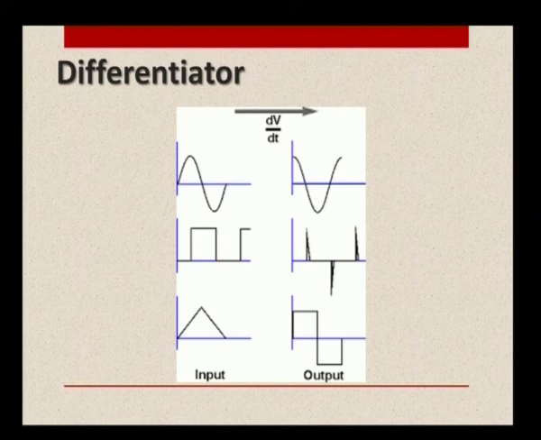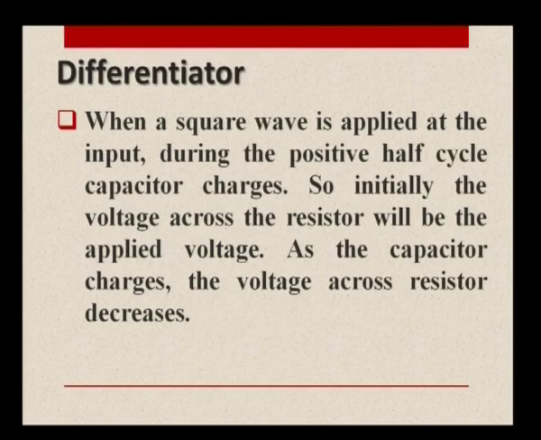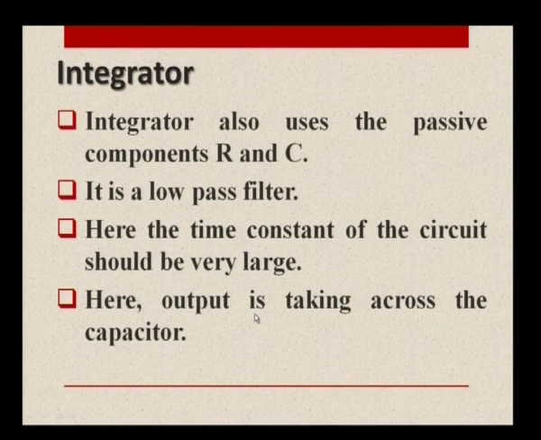Now, we can generate square wave also using a differentiator, provided we give a triangular wave as the input to it. Now, it is time for us to learn the application of the differentiator. See here, when a square wave is applied at the input during the positive half cycle, the capacitor charges. So, initially the voltage across the resistor will be the applied voltage. As the capacitor charges, the voltage across the resistor decreases.